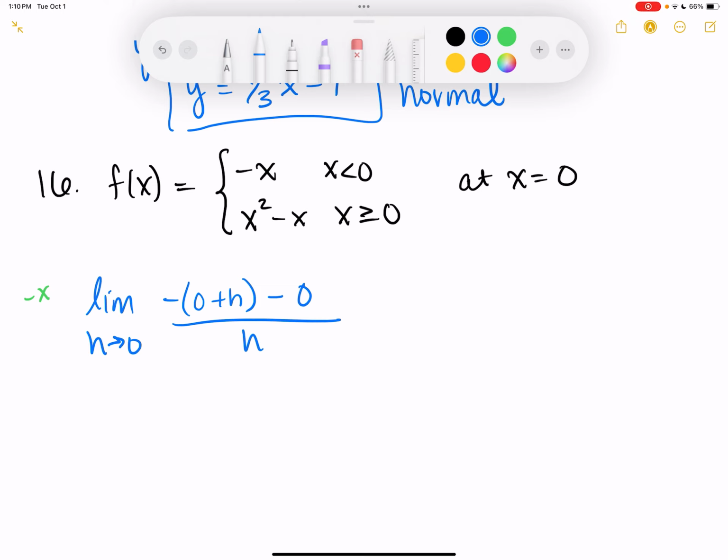So this ends up being the limit as h approaches 0 of negative h over h. h over h reduces to 1, so this is going to come out to be negative 1. So you're just plugging in, since it was negative x, you did the negative, and x is the a plus h part. So this is f of a plus h, and this is f of a, all over h, from the original formula that we had.